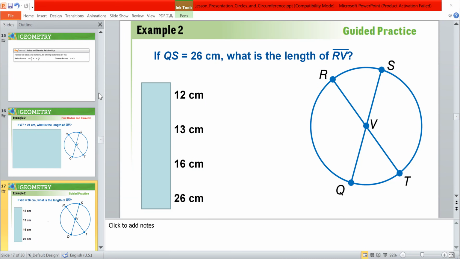Saud al-Harbi. Yes, mister. Okay. Saud, can you read the example, please?